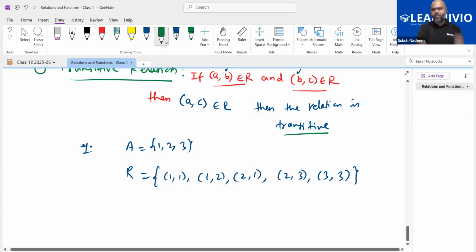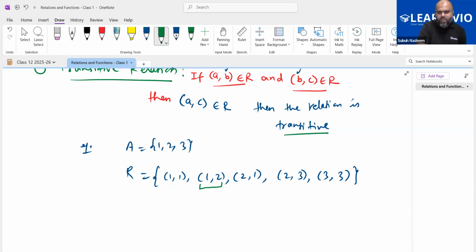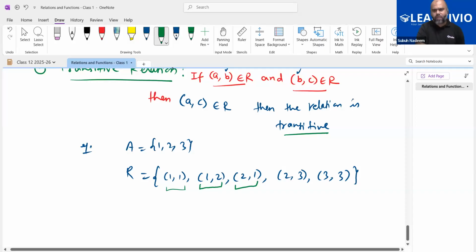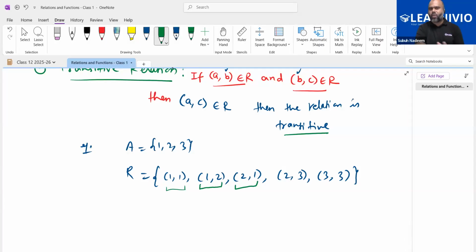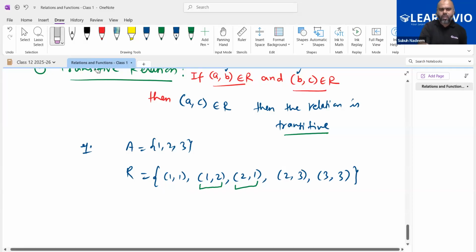So in transitive, what we check is: if (a,b) belongs to R. So let us talk about (1,2). This belongs to the relation R. Is 2 somewhere else also in the first element? Here it is there, (2,1). So (1,1) should also belong to R. So yes, it is there. It will always happen: if (a,b) is there, and (b,a) is there, then (a,a) will be there. So for this, we don't have to always check. It is okay.